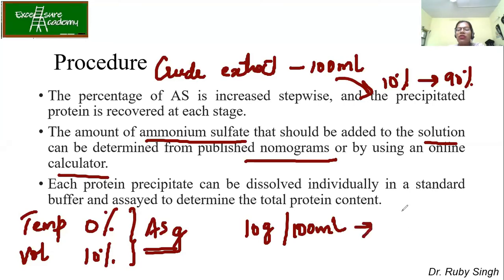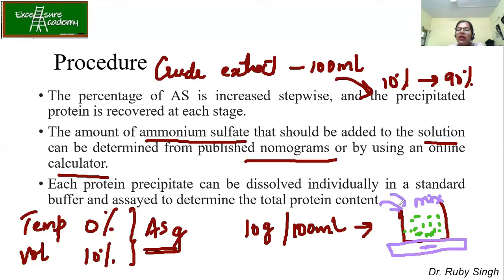Now, what will you do? You just have the beaker with your sample in it. Then this is kept on the stirrer. I hope everyone knows what a stirrer is. It is a machine which rotates like this and your sample moves like this. It just helps in the mixing. So slowly you keep on adding your ammonium sulfate.